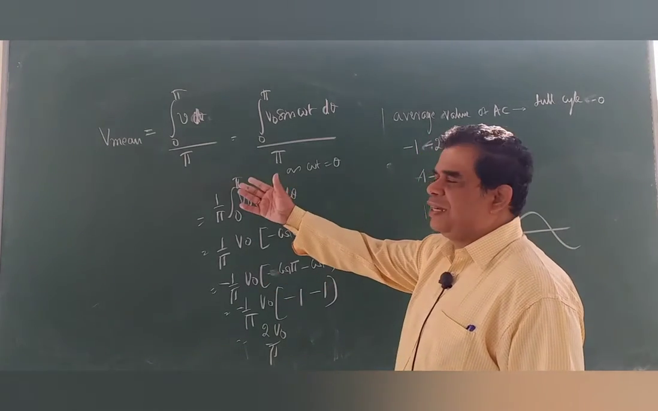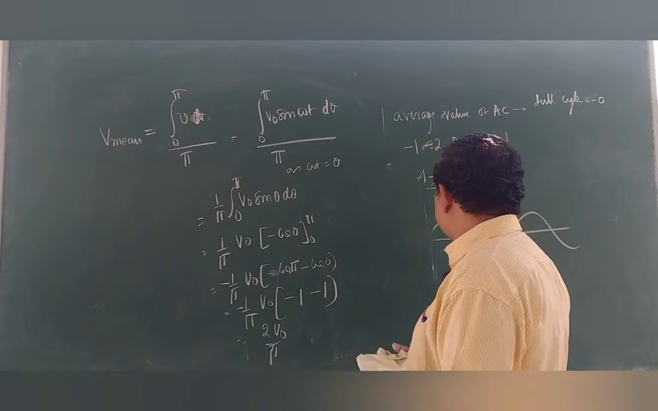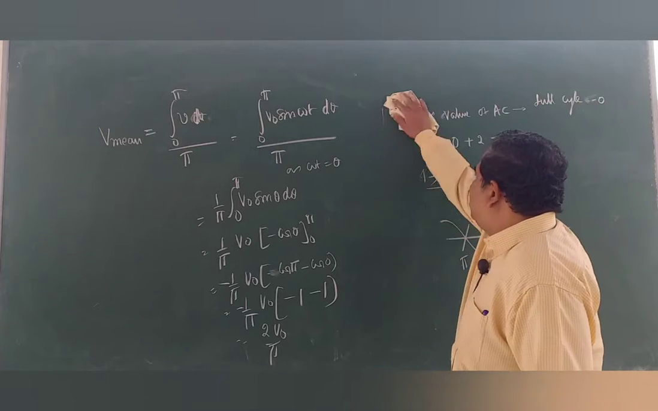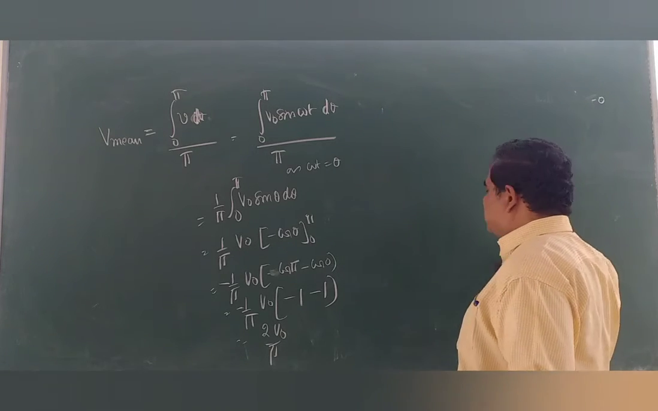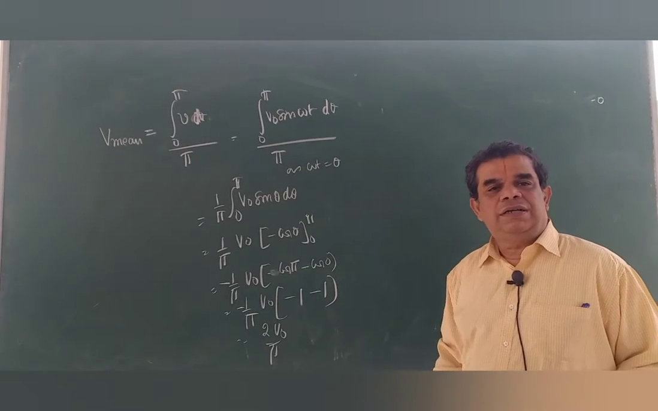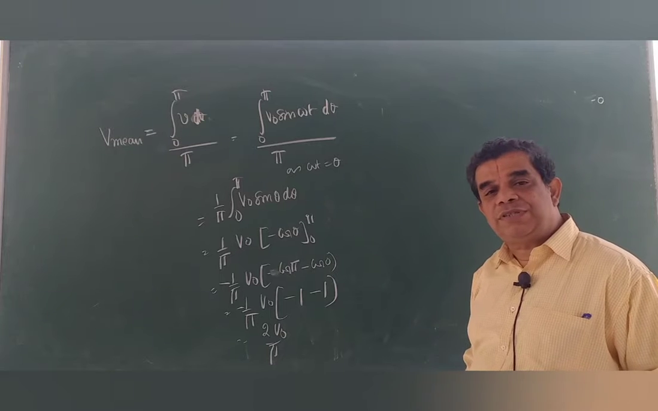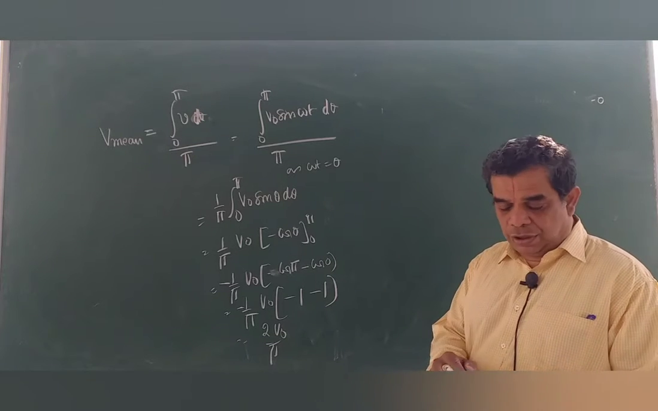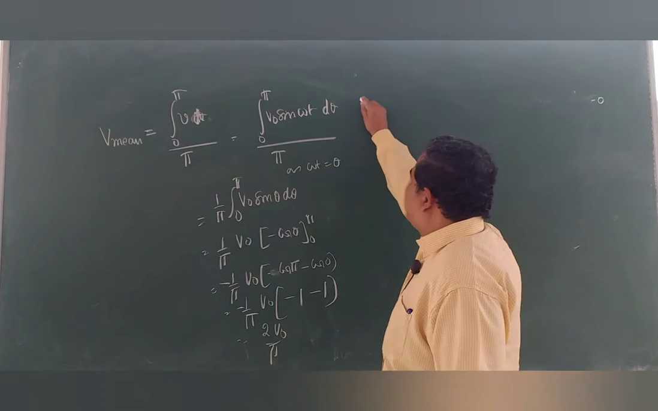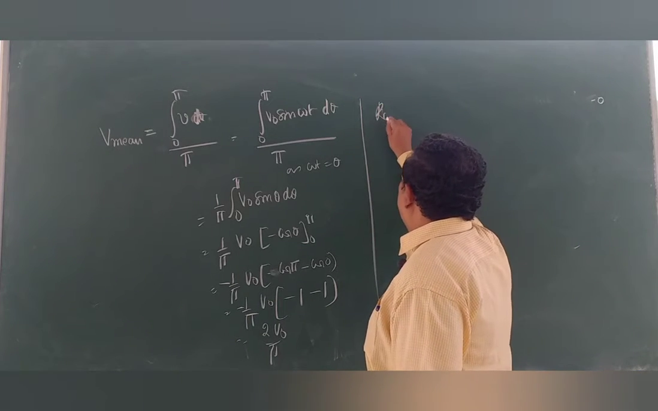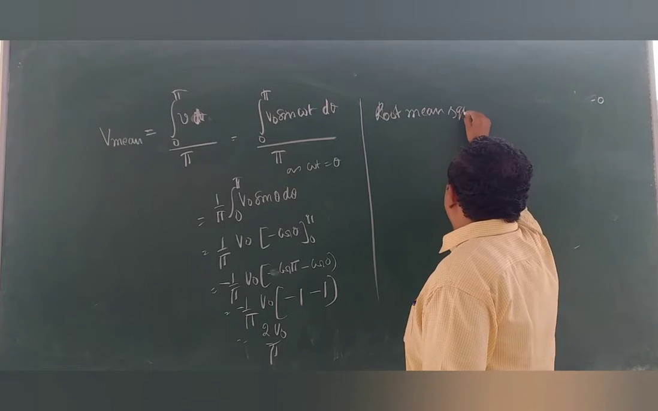Even if you take the current, the mean value of current is 2 I naught by pi. So with these things, whenever we apply DC or AC to a resistor, there is a heating effect. Even though the average value of AC is 0 over one full cycle, it produces the heating effect. So how is it produced? For that we define another quantity called the root mean square value.